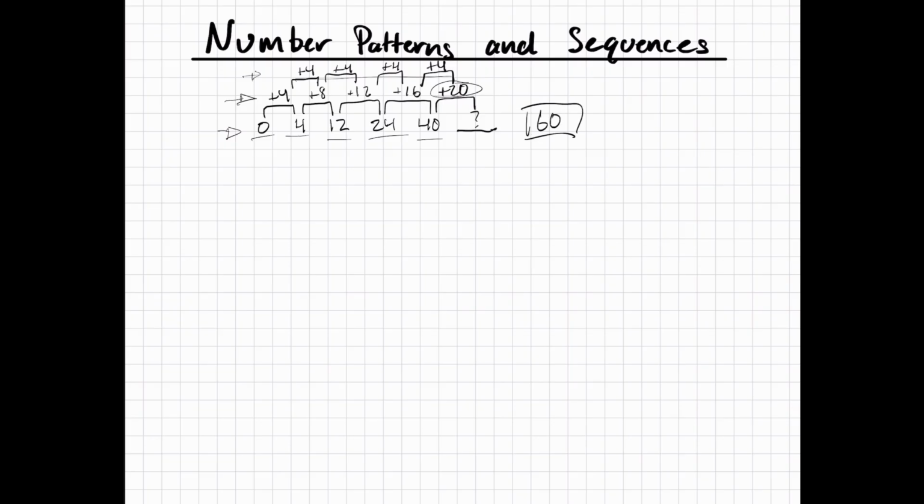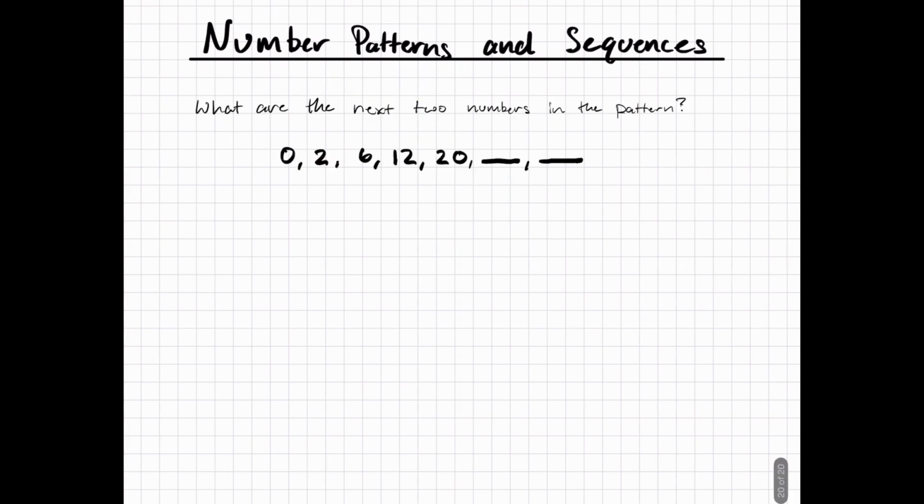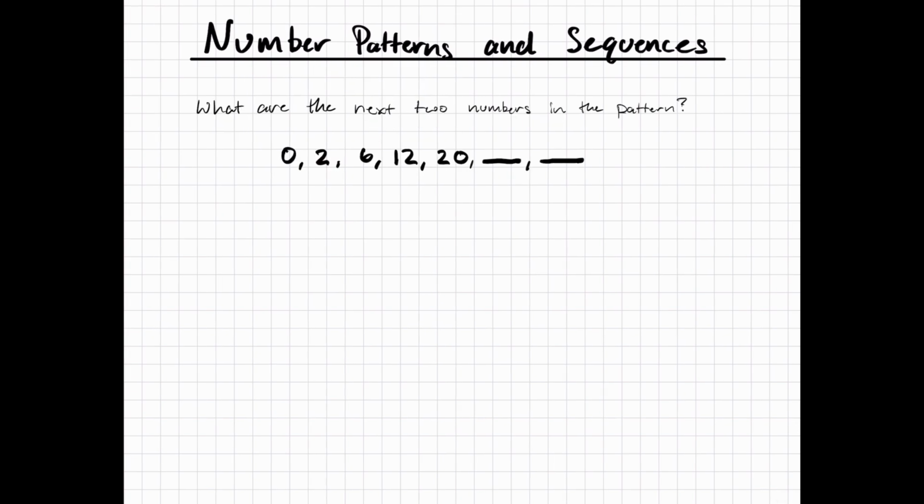Okay? Now, let's do a practice question together. Okay, here's our practice question. What are the next 2 numbers in the pattern? 0, 2, 6, 12, 20, blank, blank. Okay, pause the video if you want to try this question on your own. Otherwise, we're going to go through it.